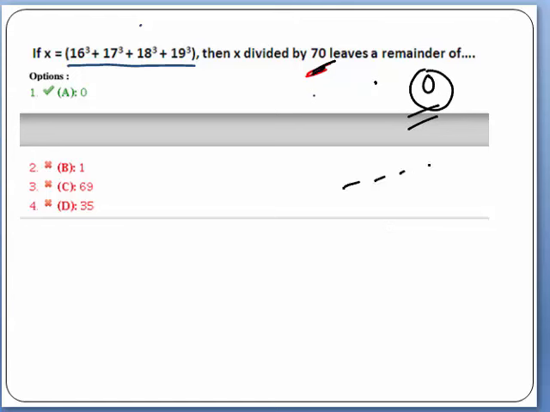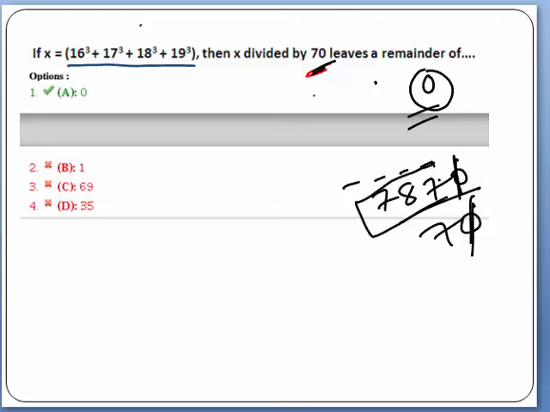If this is the number, let's say 7870, and you divide it by 70, it should be completely divisible. So this 0 and this 0 should go. That's very important, and then you have to check whether the remaining number is divisible by 7 or not. So we have broken the problem down into 2 stages: you have to check divisibility by 10, and you have to check divisibility by 7.